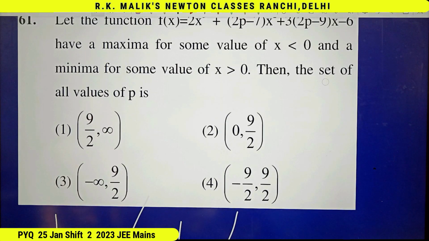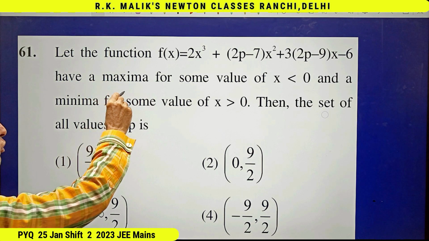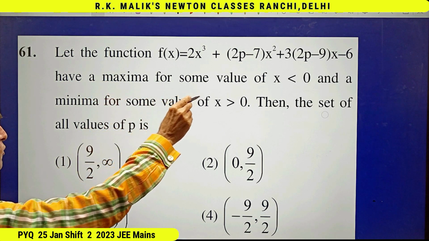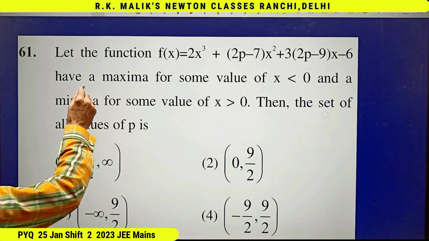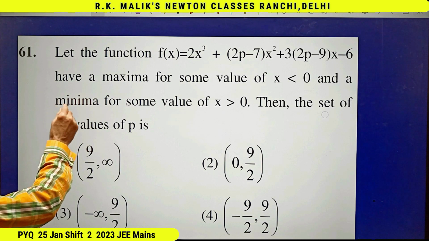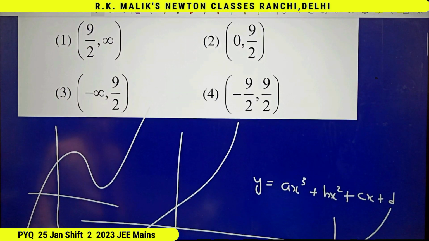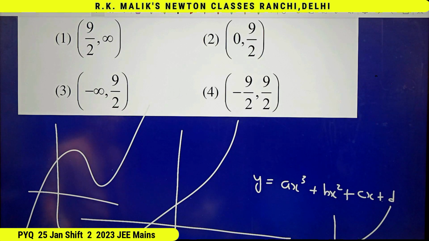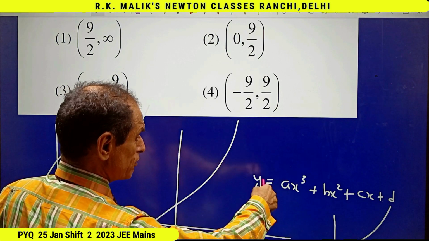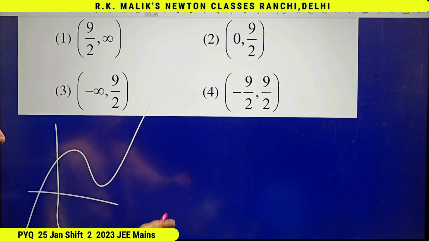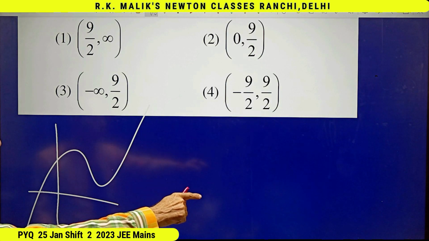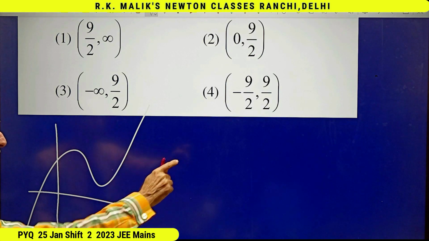And because he is saying this function has one point of local maxima for some value of x less than 0 and local minima for some value of x greater than 0, note that here maxima means local maxima, minima means local minima. It means the graph is of this type. And this will be the graph if the derivative equation has two distinct real roots, that is, the derivative equation has discriminant greater than 0. Note that for all the three graphs, I had supposed that the coefficient of x cube, that is a, was positive.